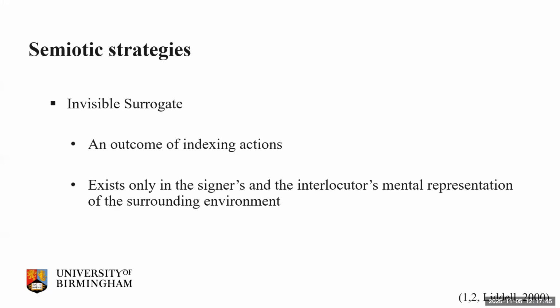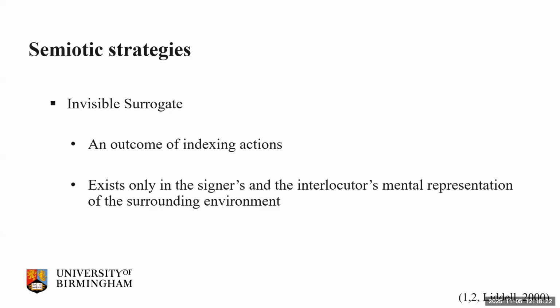So, invisible surrogate, it's not a sign type per se. It's an outcome of an indexing action. So all the semiotic strategies I mentioned earlier, those can be examples of indexing actions if pointed to a certain point in the signing space. And the referent only exists in the signer's mind and that of the interlocutor. So the dog, we don't have to have a dog there to know that we're talking about the dog, but because this location has been assigned to the dog, we can both imagine the dog. So it's an invisible surrogate.